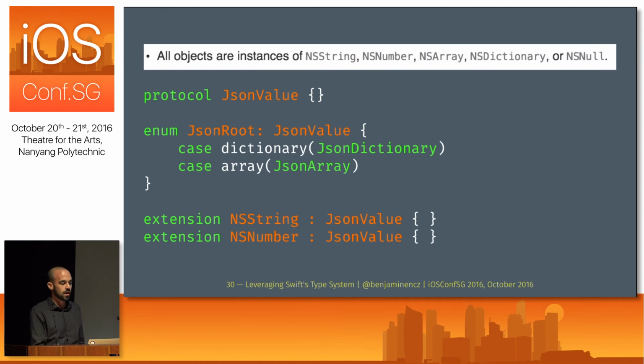The second rule is that all objects are strings, numbers, arrays, dictionaries, or NSNull. Now there are various ways to implement this.